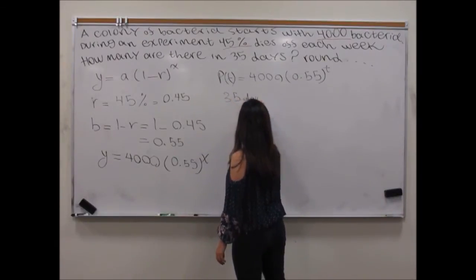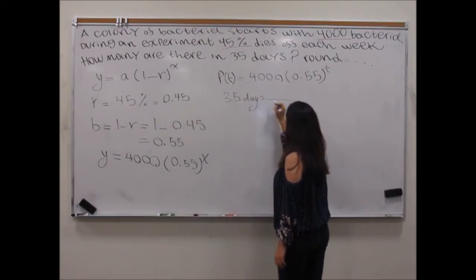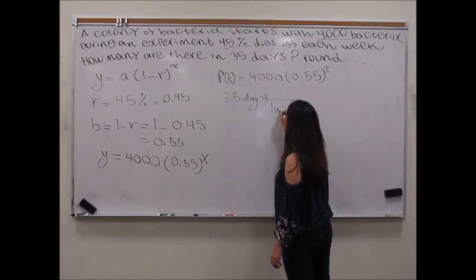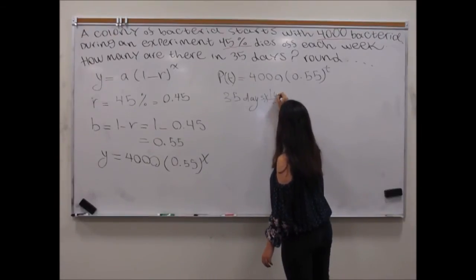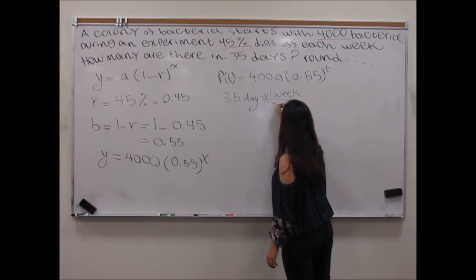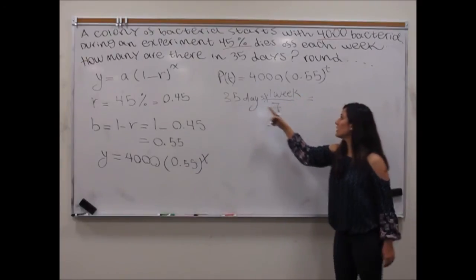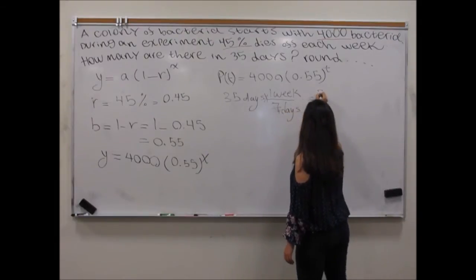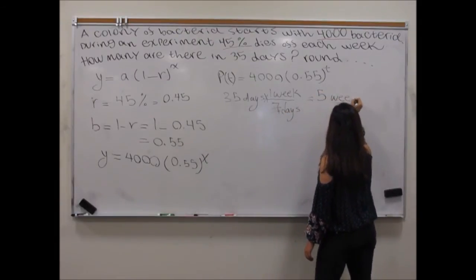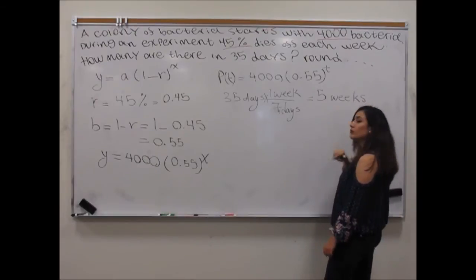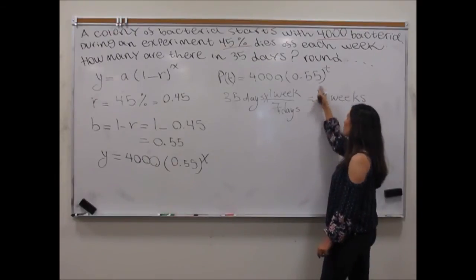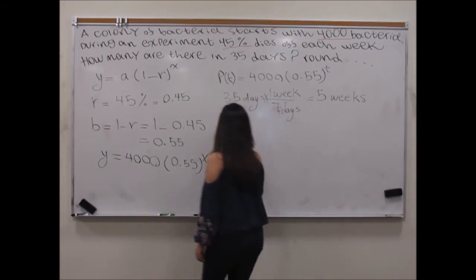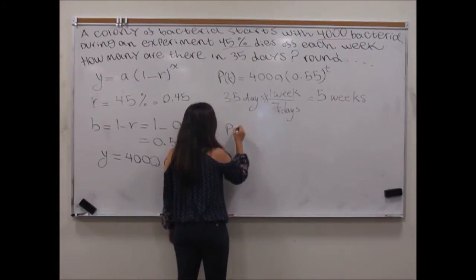Each week has 7 days, so we just divide 35 by 7, and then we get 5. So that means 35 days is equal to 5 weeks. So I just have to plug in this 5 into here to see what is the population after 5 weeks, or 35 days.